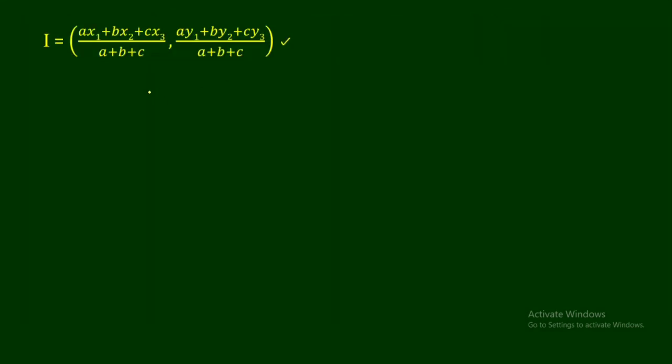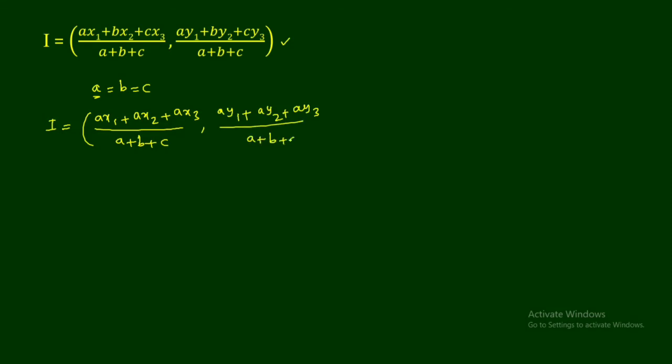Suppose the triangle is an equilateral triangle. So what is an equilateral triangle? In an equilateral triangle, all the sides are equal, that is a is equal to b is equal to c. So now what I am doing, in place of b and c, I am writing a. That is (a x1 plus a x2 plus a x3) by (a plus b plus c), comma, (a y1 plus a y2 plus a y3) by (a plus b plus c).